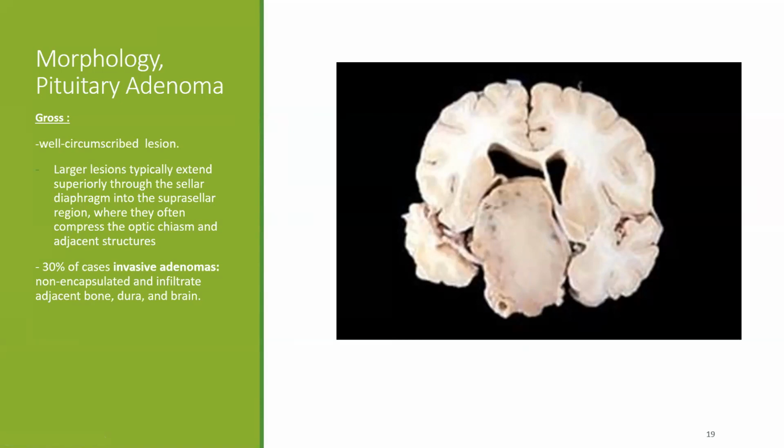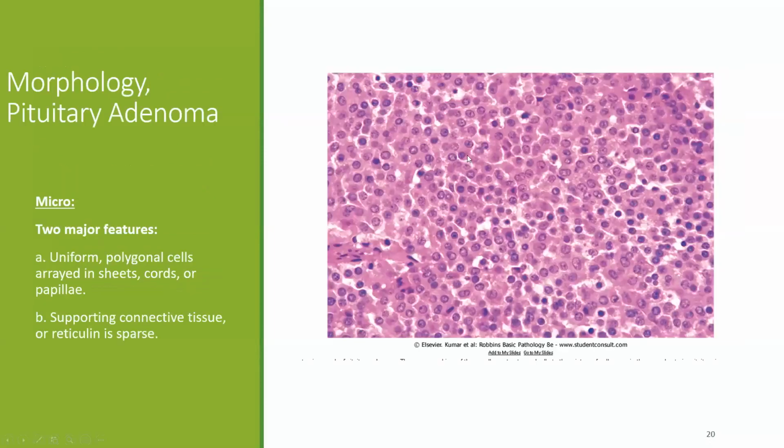In 30% of cases, as I said, it is an invasive adenoma. The invasive adenomas are not well encapsulated, not well demarcated, and they invade the adjacent tissue. Just remember, when we say invasive adenoma, it doesn't mean carcinoma. In the pituitary gland neoplastic process, when we say invasive adenoma, it doesn't mean it is carcinoma. It's just invading the adjacent structure.